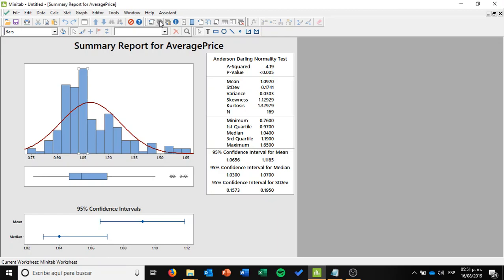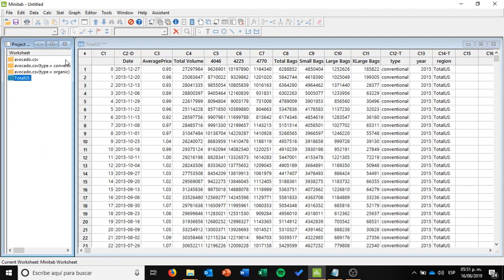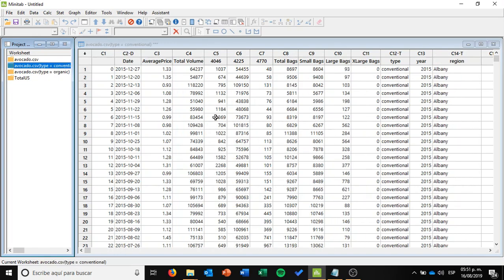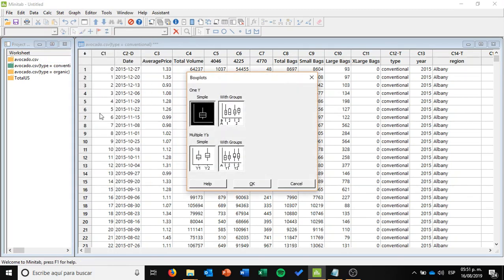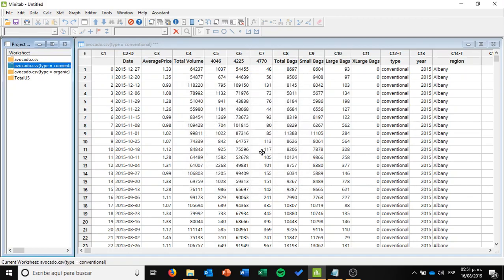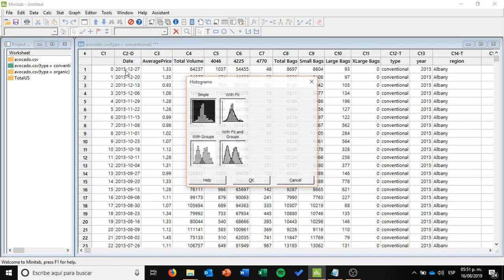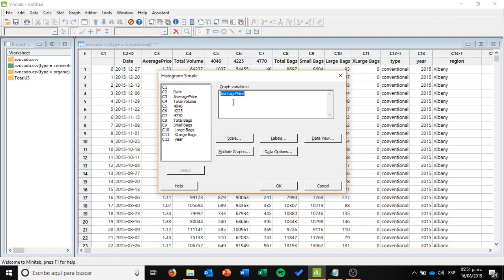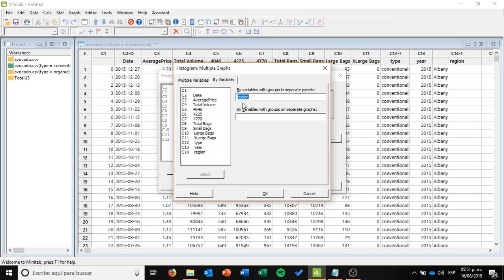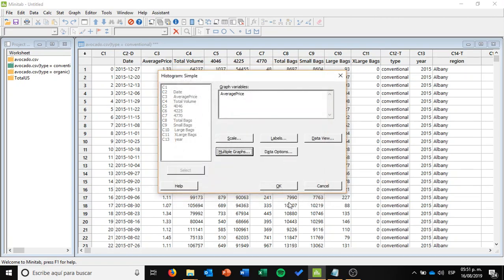I'm going to go again to my worksheets, and I want to go back to the avocado conventional types, this one. I'm going to perform the same analysis by going to Graph, then to the Boxplot, and again I'm going to use a simple, not the Boxplot, I'm going to use a histogram. Again, I want a simple histogram. And as you can see, everything is already in here. I want to analyze the average price. I am separating everything by region, but I'm going to include something else.